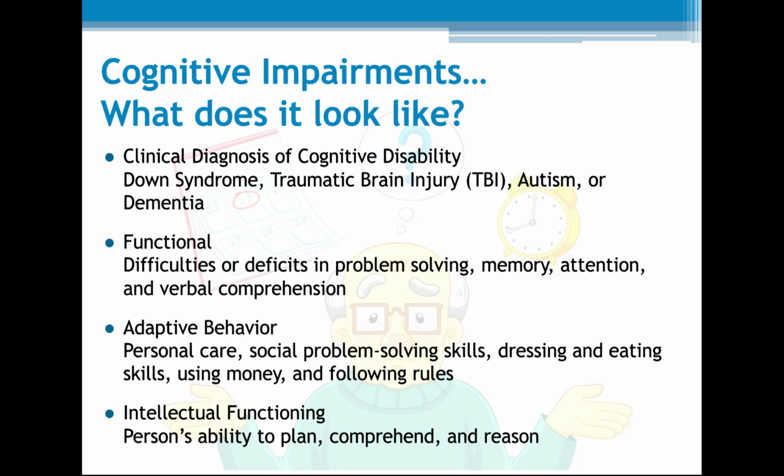Let's discuss some of the disabilities in more detail and describe what a disability looks like in real time. Cognitive disability. The individual may be clinically diagnosed with Down syndrome, a traumatic brain injury, autism, or dementia. They will have difficulties with problem solving, memory, attention, and even verbal comprehension. As a way for them to function in their everyday lives, they may have the ability and skills for personal care, social problem solving, dressing and eating, using money, and following rules.